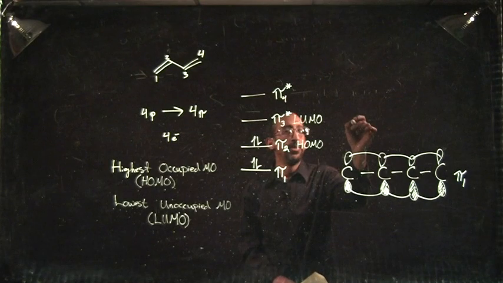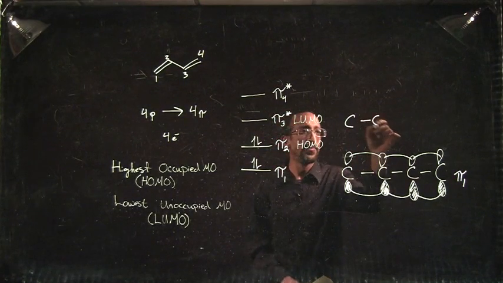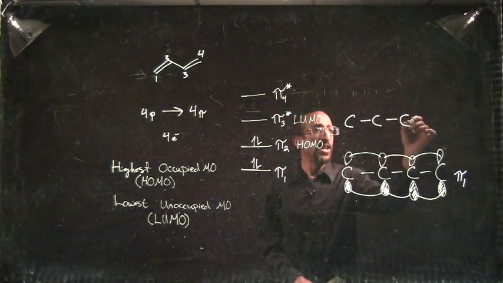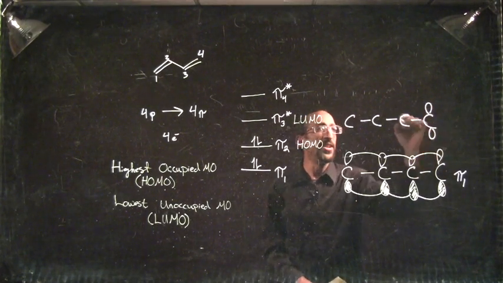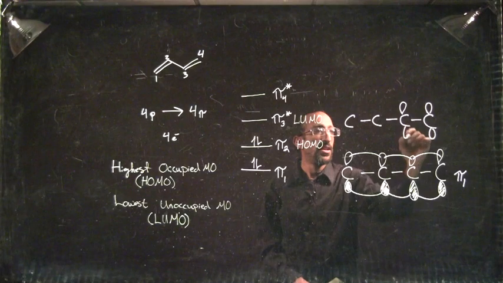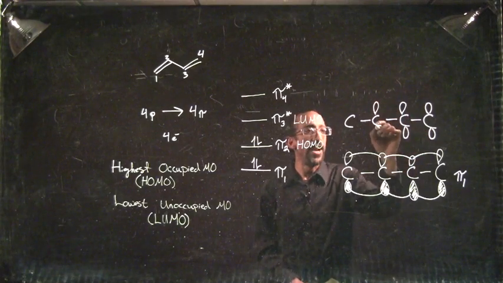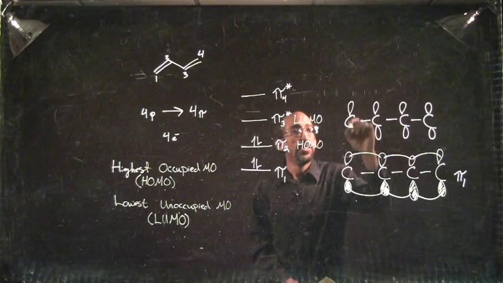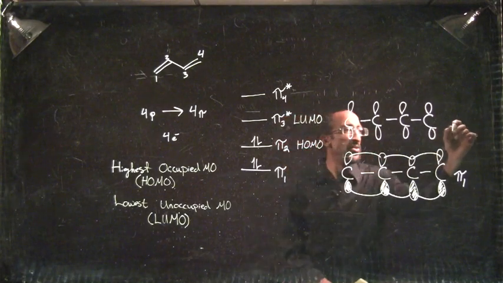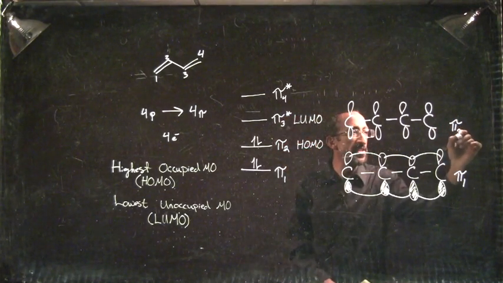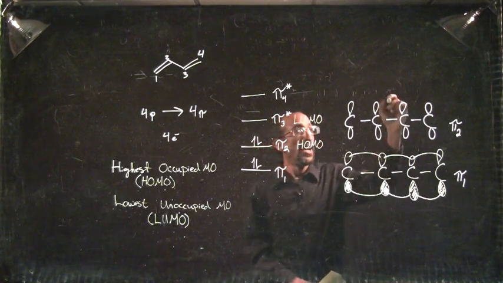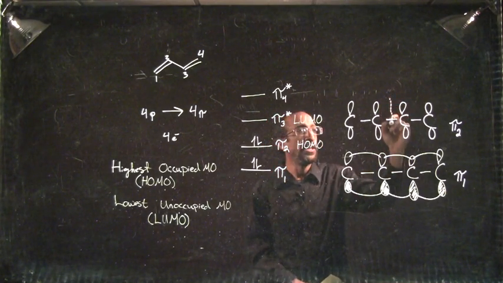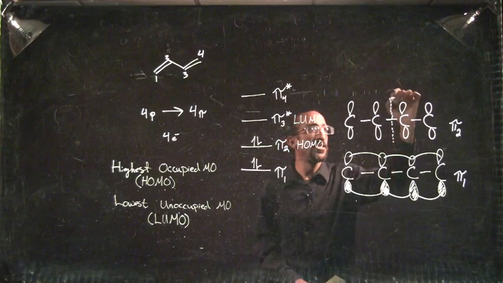For pi 2, we're going to repeat this process, but every time we increase in energy, we introduce one instance of an anti-bonding interaction. So here now in pi 2, I have one instance of anti-bonding interaction, also known as one node, and that's going to be right down the center of the pi system. This is now my node.